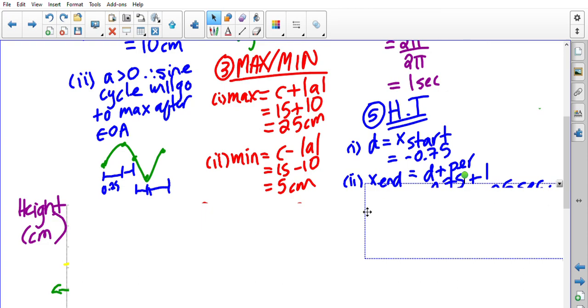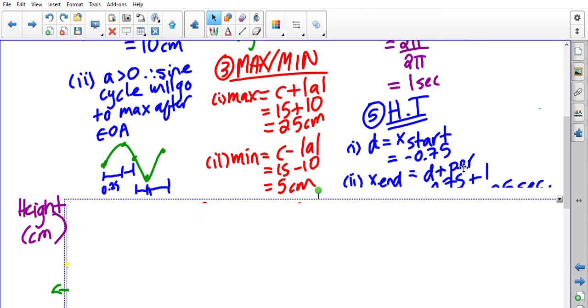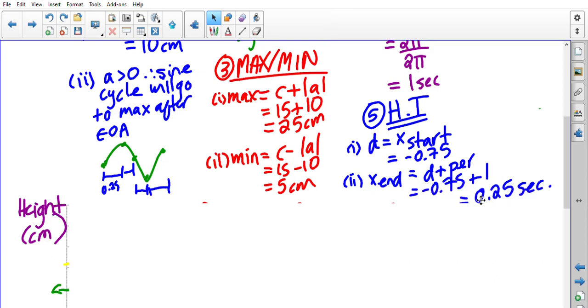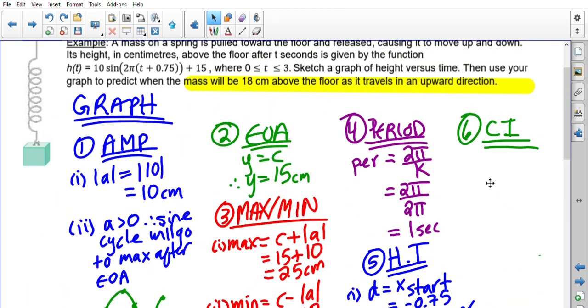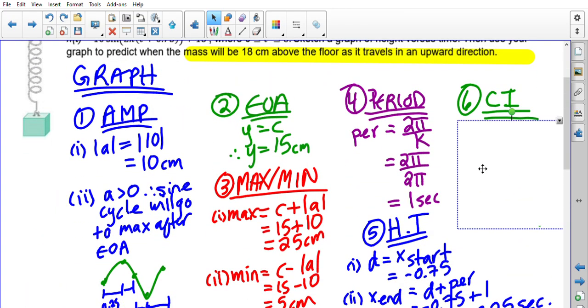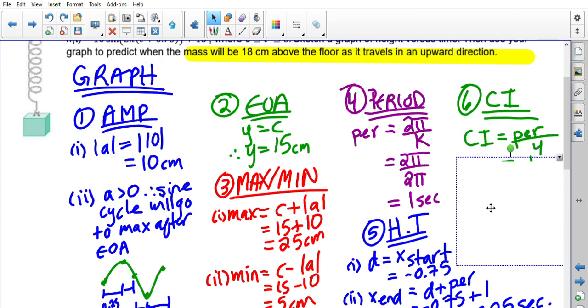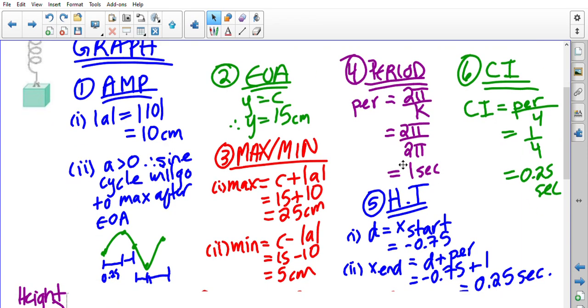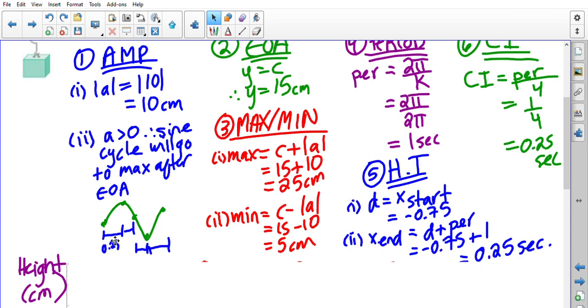Now we want to find the x coordinate of the end of a cycle, so that's d plus the period. That means we will end our first cycle at 0.25 seconds. And lastly, we have our critical interval, which is period divided by 4. So that's 1 divided by 4, which means we have a critical interval of 0.25 seconds. So I've drawn that I'm going to go 0.25 seconds over and hit my max, 0.25 seconds over to the EOA, and then I keep doing that.